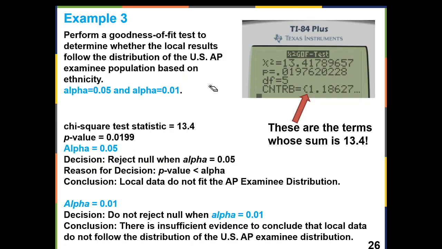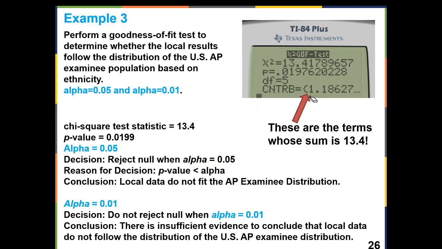It depends on what alpha is here, but the p-value is about 2%. Okay? So it says perform a goodness of fit test to determine whether the local results follow it at 5% and at 1%. Well, if we do it at 5%, this is smaller than 5%, so we reject. If we do it at 1%, then we fail to reject because this is more than 1%, right? That's the p-value. So at 5% we reject, at 1% we fail to reject, right?